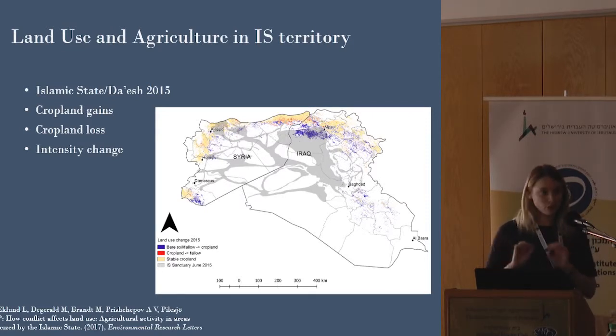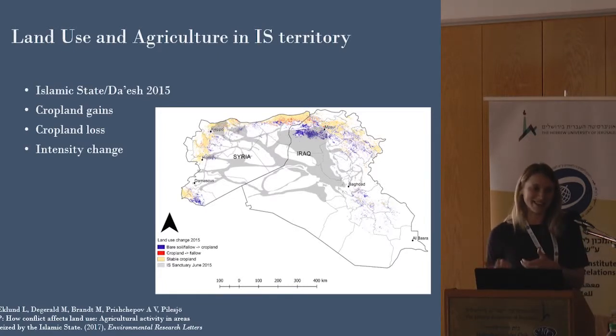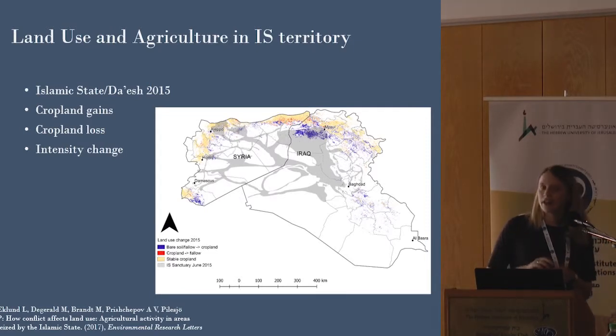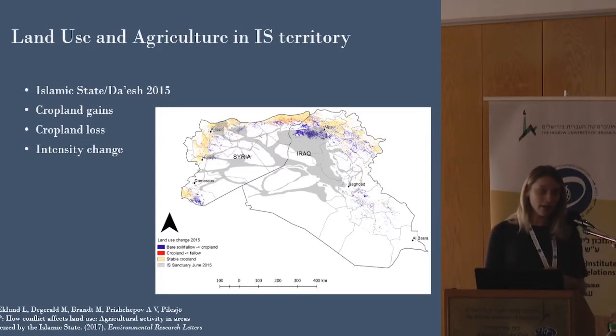We found, just briefly, that many areas actually saw cropland gains. So if you compare a reference period of 2000 till 2013, which was before the IS took over areas, with 2015, which was the only year that we had at the time that was actually under IS control, we saw lots of areas that had seen gains. So these are the blue areas in the maps, actually bare soil that had been turned into cropland. And it may be that these areas had been cropland before, but not all of those years during the reference period.